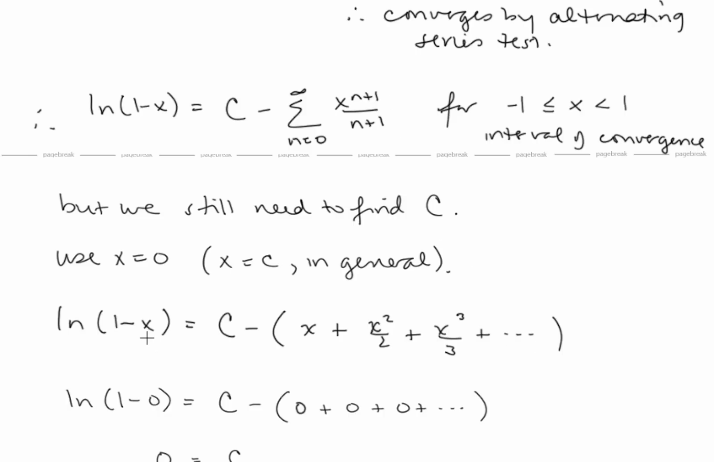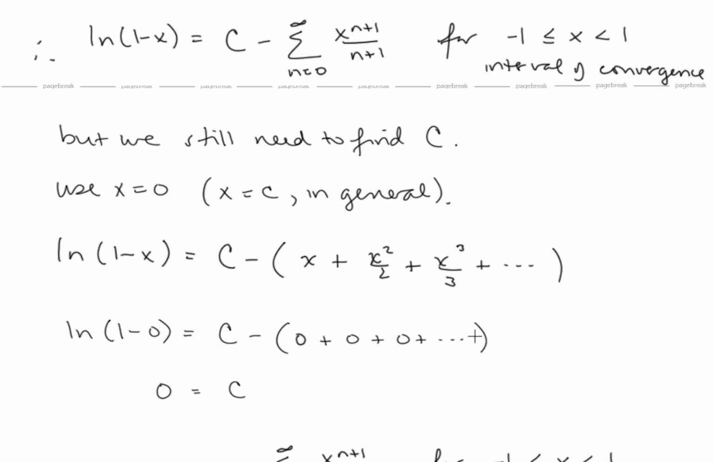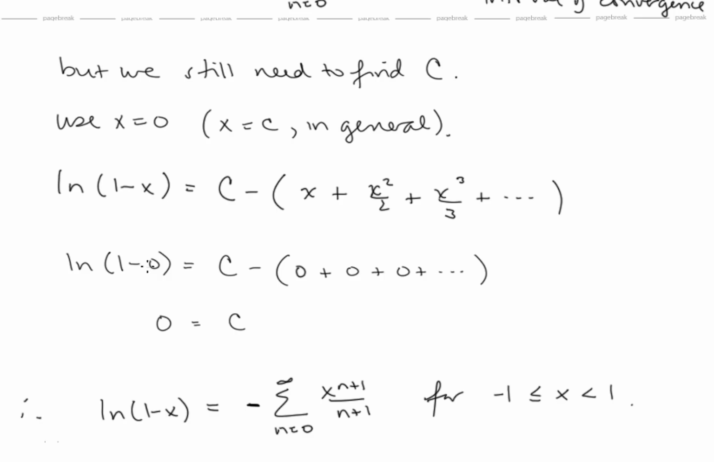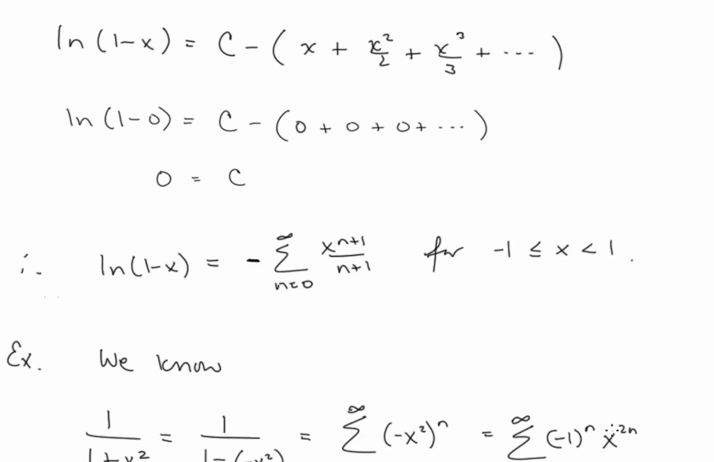Notice that when we plug in x equals 0, all of these terms are 0. So we get ln of 1 is equal to c, or 0 is equal to c. And ln of 1 minus x is just equal to negative of this series. So we have negative series of x to the n plus 1 over n plus 1, going from 0 to infinity. Now let's take a look at another example.